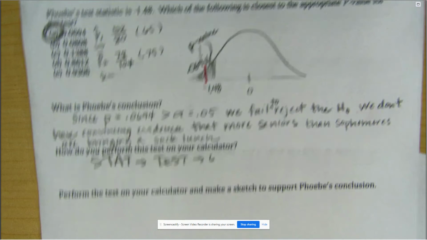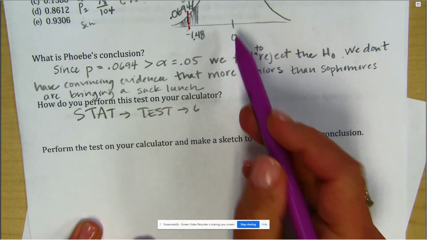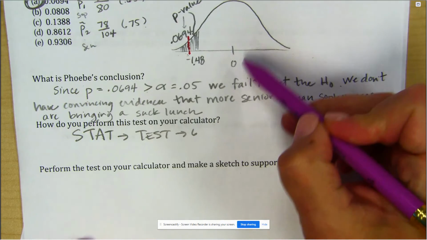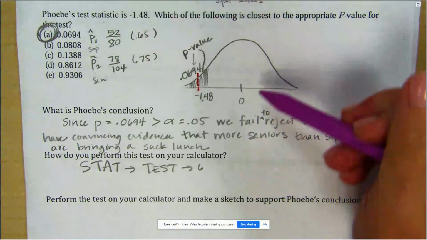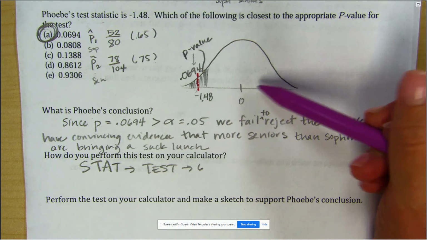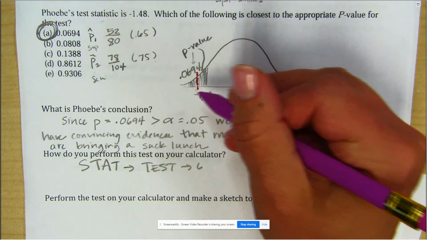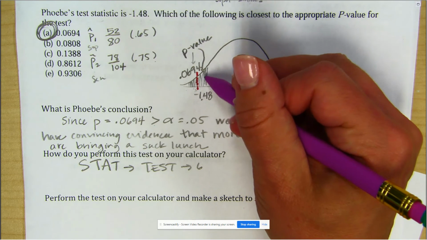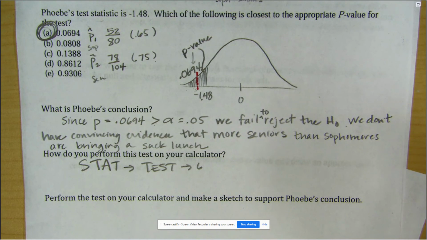So perform the test on your calculator and make a sketch to support Phoebe's conclusion. I kind of already did, but yeah, I did up here because I wanted to describe what we were finding up here. Again, we performed the test against the idea that there was no difference. And how likely would it be to get a sample that did have that difference? It was kind of unlikely, but not past our significance level. So we don't have convincing enough evidence to reject the null, which says there is no difference.